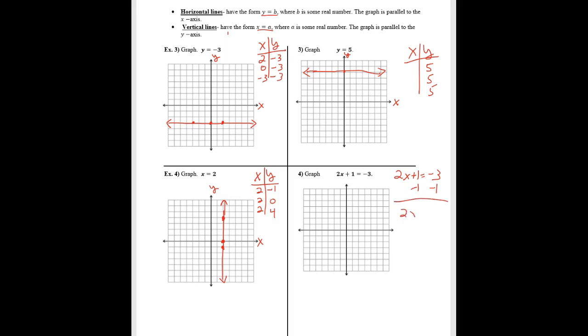So first I subtract 1 from both sides. And then I divide by 2. And x will equal -2. So on the x-axis, I would go back 2, and it's going to cross here. It's going to end up being perpendicular to the x-axis. Again, if you prefer, you can always make a table, and I know that x has to always be -2, and I could pick any y values to see that it's going to end up vertical.